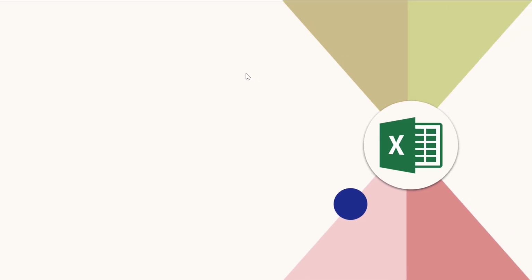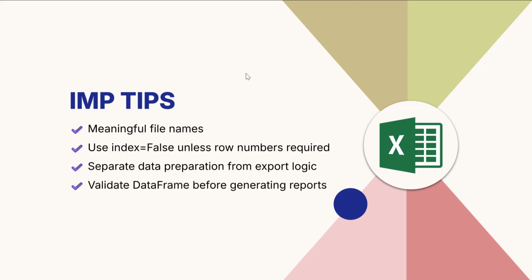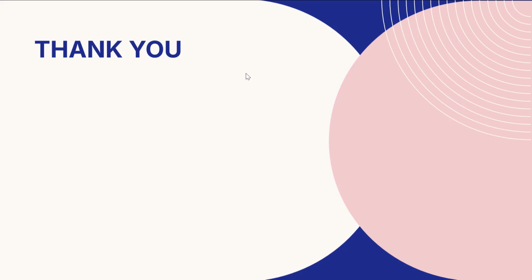Next, let's look at some of the best practices, where the very first best practice is to always use meaningful file names. We should always try to use index equal to False unless you specifically need row numbers. We should always separate data preparation from export logic, and lastly we should always validate your data frame before generating or exporting reports. So today, through this video, we have learned how to create Excel files in Python using Pandas, export data frames, and how we can avoid some common mistakes. These few commands can save hours of manual report creation.